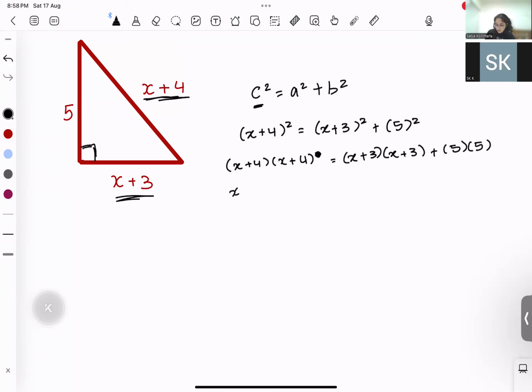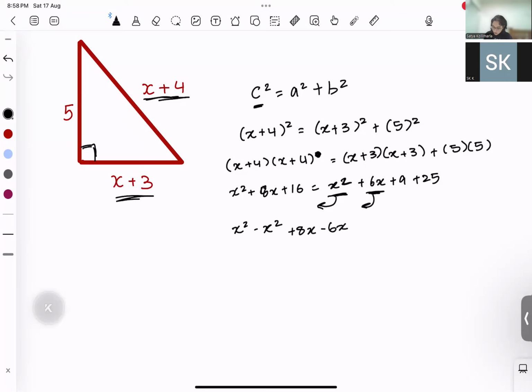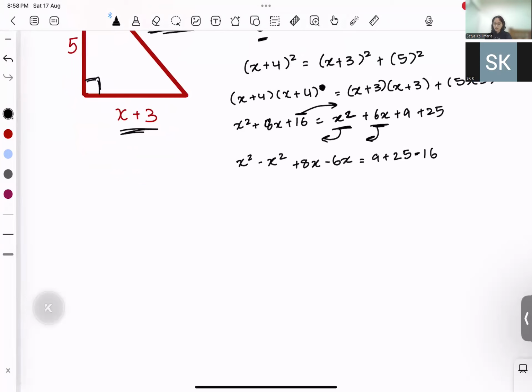So when we expand this, we're actually looking at x squared plus 8x plus 16 going to equal x squared plus 6x plus 9 plus 25. So let's rearrange this equation so all our knowns will be on one side of the equal sign, and our unknowns will be on the other side of that equal sign. So we're looking at x squared minus x squared, and we minus this x squared because it's moving to the other side, plus 8x minus 6x, same logic, is going to equal 9 plus 25 minus 16, which is moving to the other side of that equal sign.